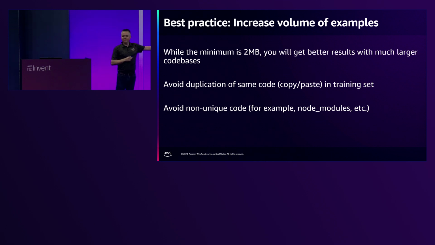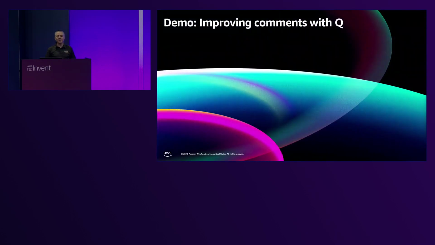Avoid duplication of code. Showing it a lot of examples of the same thing isn't helpful. That's just redundant. And avoid any non-unique code, like including your node modules. All the files that are imported from open source packages are meaningless because it's already been trained on all of that. It's not going to learn anything new from that. It might help you get to the 2 megabyte limit, but it's not going to add value.